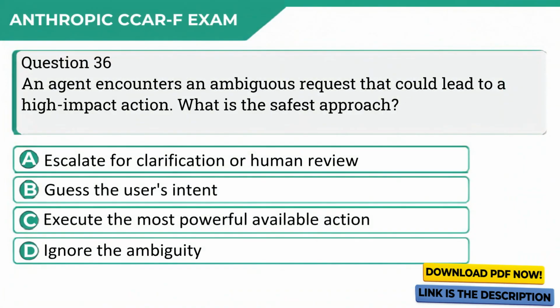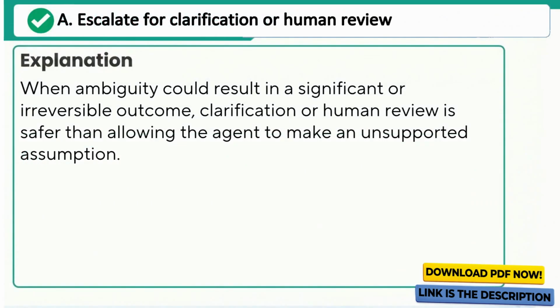Question 36. An agent encounters an ambiguous request that could lead to a high-impact action. What is the safest approach? A. Escalate for clarification or human review. B. Guess the user's intent. C. Execute the most powerful available action. D. Ignore the ambiguity. Correct answer: A. Escalate for clarification or human review. Explanation: When ambiguity could result in a significant or irreversible outcome, clarification or human review is safer than allowing the agent to make an unsupported assumption.